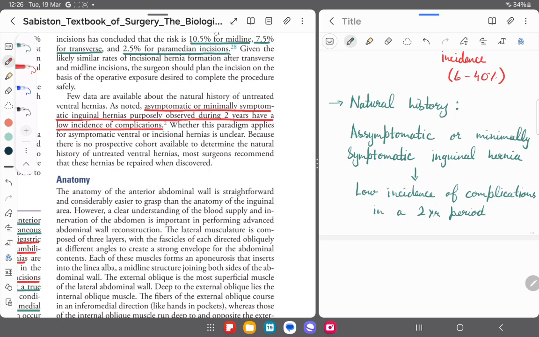So whether this paradigm applies for asymptomatic ventral or incisional hernias is unclear. So it is only for inguinal hernias, because there is no prospective cohort available to determine the natural history of untreated ventral hernias. Most surgeons recommend that these hernias be repaired when discovered.